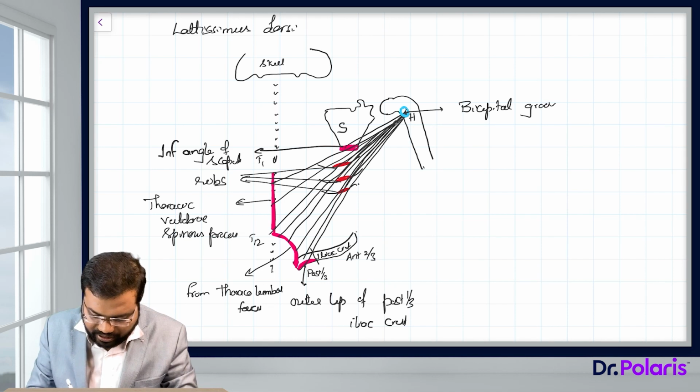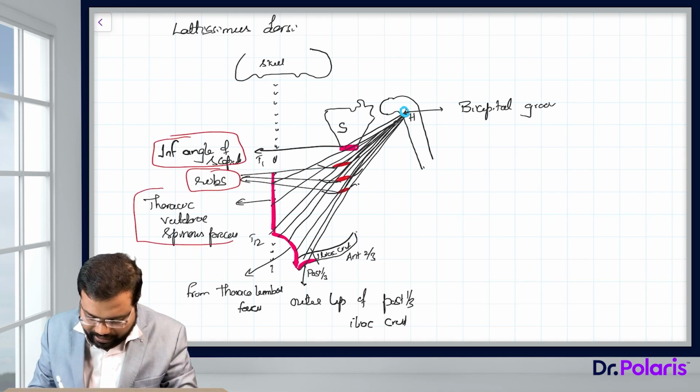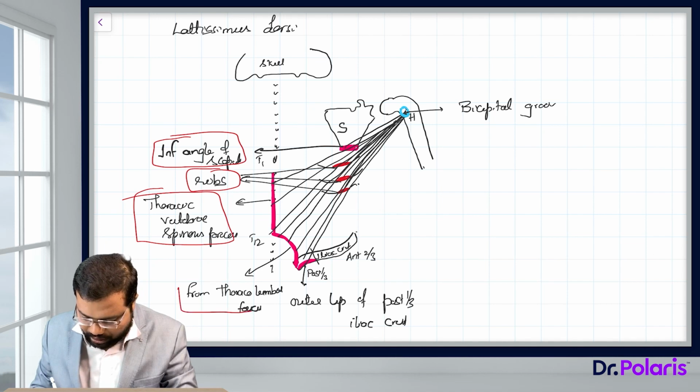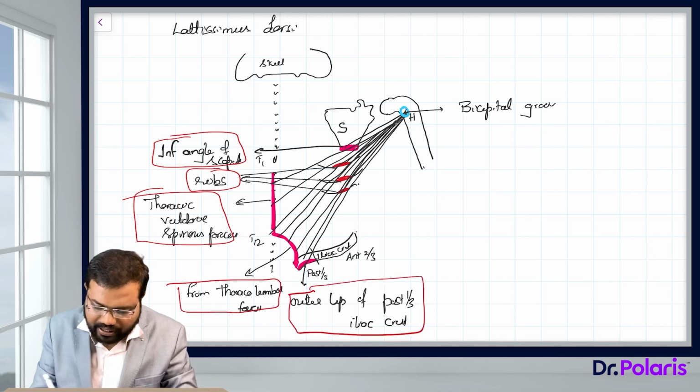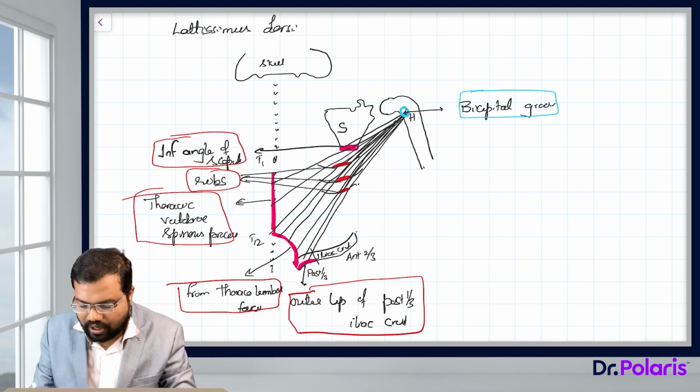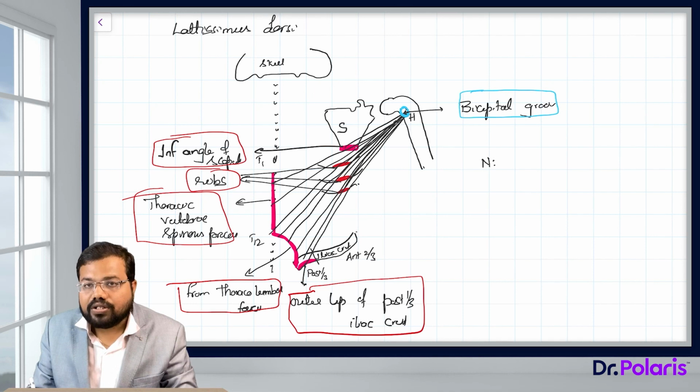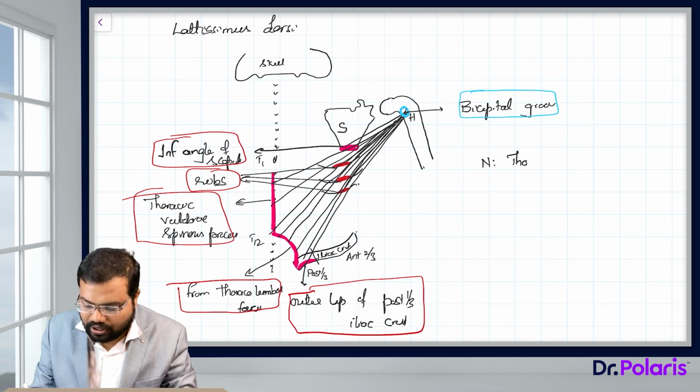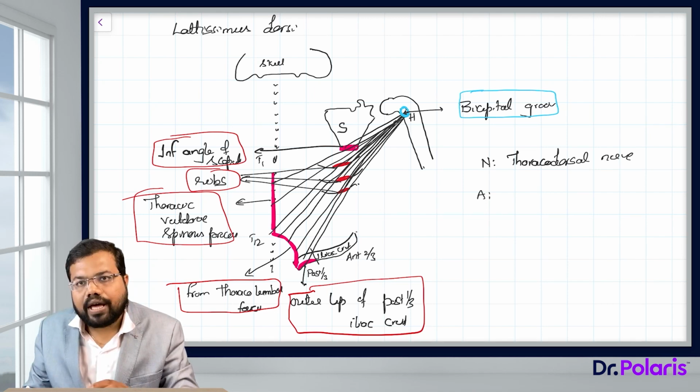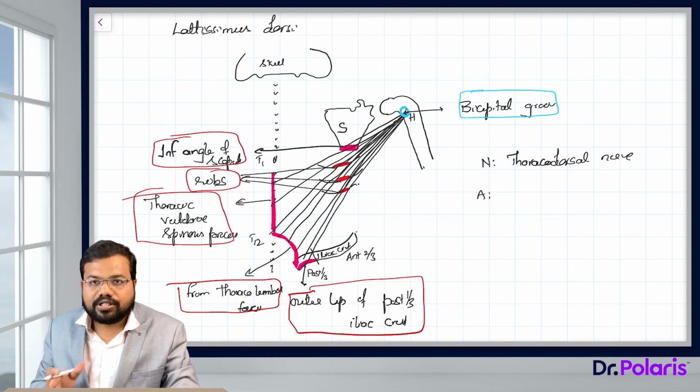So origin is the inferior angle of the scapula, ribs, thoracic vertebra spinous processes, and also the thoracolumbar fascia and the outer lip of the posterior 1/3 of the iliac crest. Whereas insertion is towards the bicipital groove. Then what about the nerve supply? Nerve supply is by the thoracodorsal nerve.